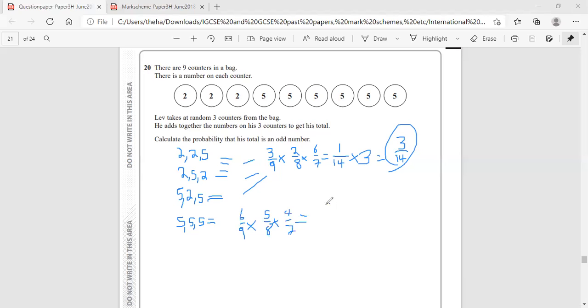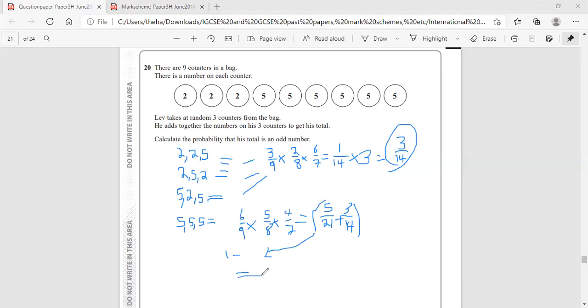5 over 21. So what we can do now is add this to this, but what we're going to do is not actually add them together. We're just going to have them as like one part. So this is the probability of it being an even number. So what we can do is do 1 minus that to work out the probability of it being an odd number.